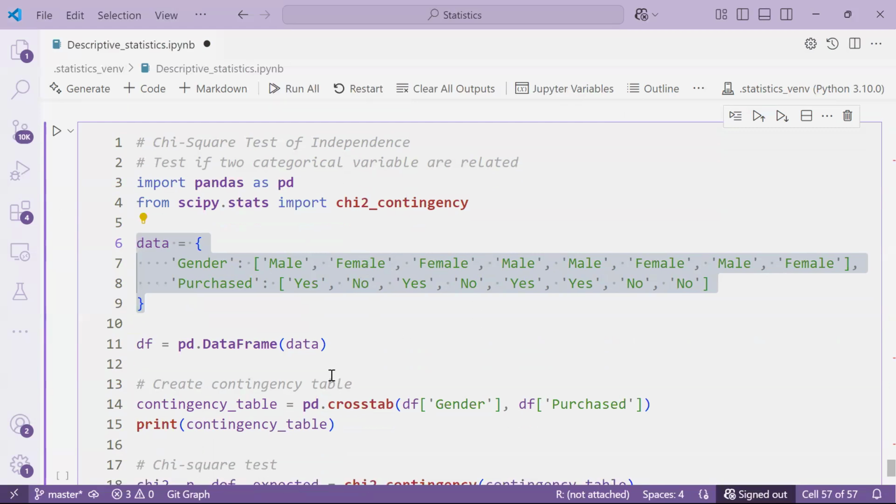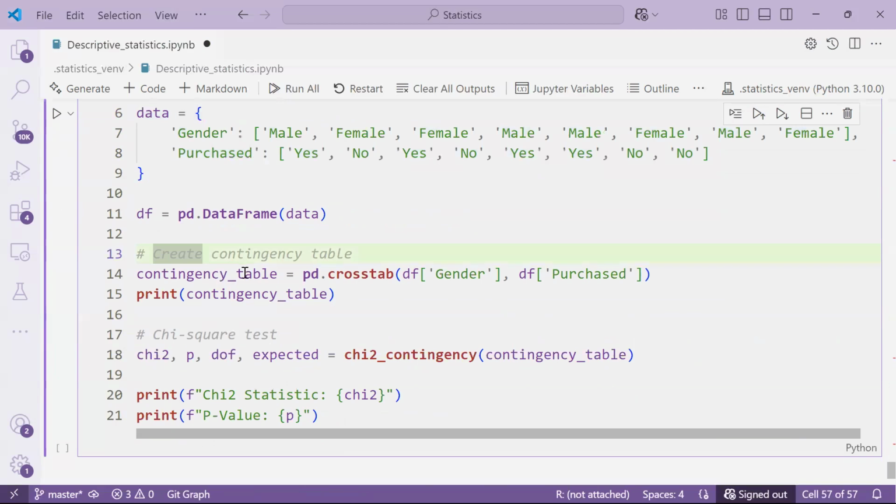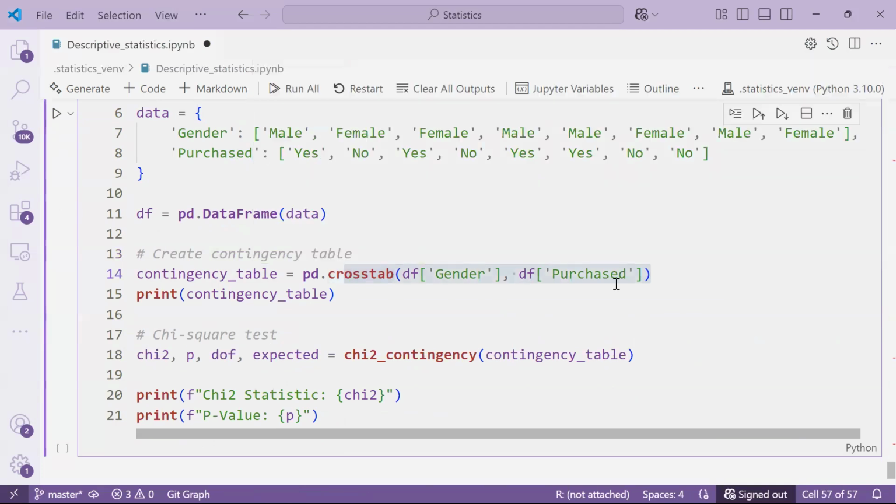Okay. So before we do that, we have to go for creating some kind of contingency table. So we are going to be creating the contingency table over here. After that, we need to go with applying the chi-square to the contingency table.